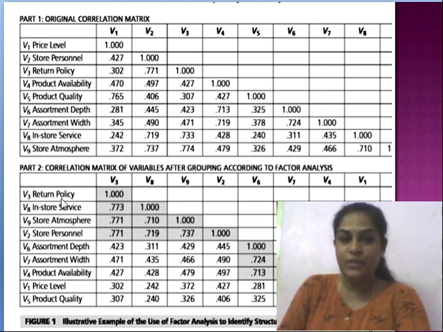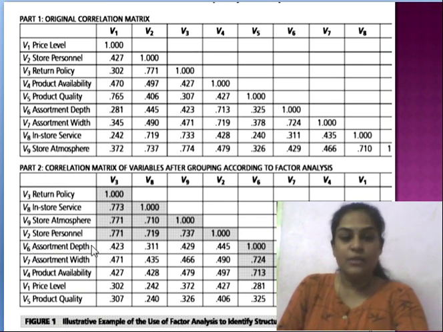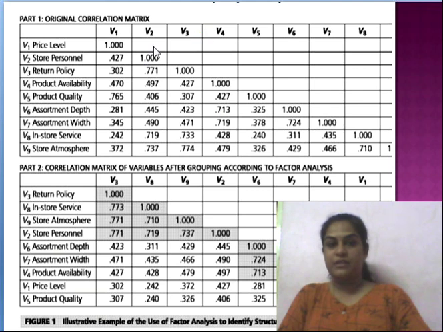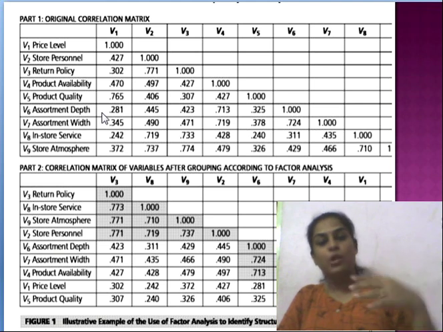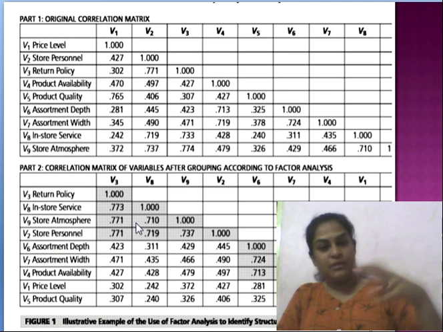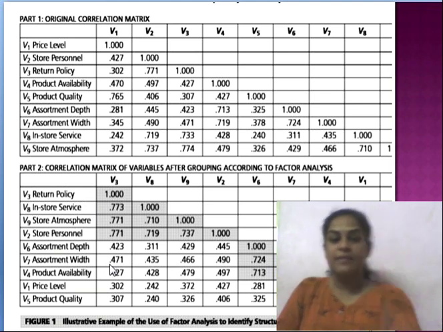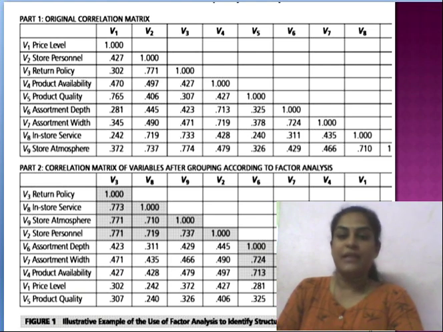Here, for the first one we consider the return policy. Another is in-store services, store atmosphere, personnel, and assortment depth, assortment width, availability. See the 2 points and observe the difference. This is the general correlation matrix, to know how all the variables move together, but here they are completely grouped as per the same kind of features. All the data has been analyzed by following factor analysis.